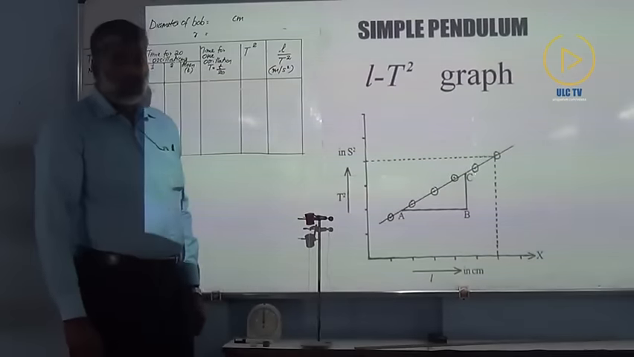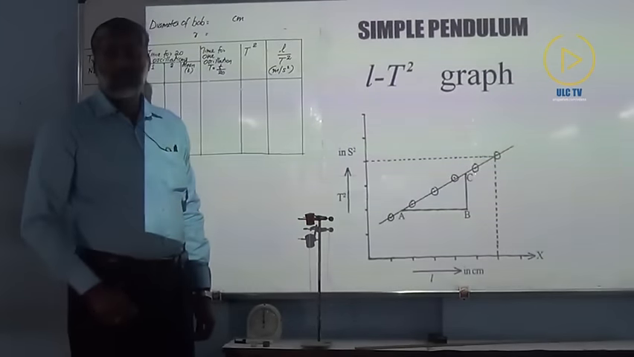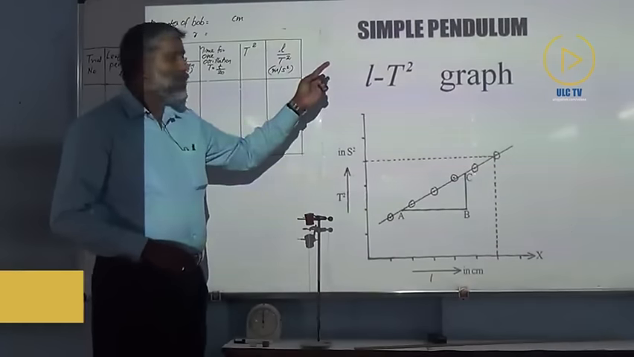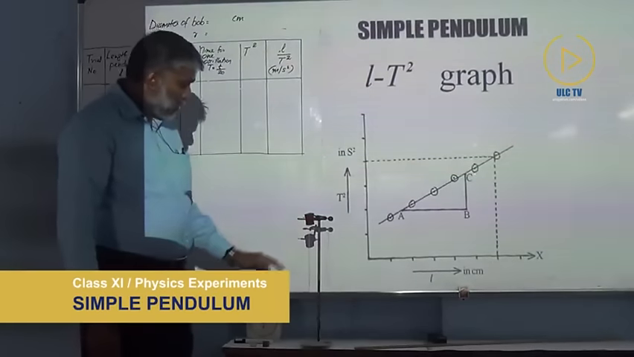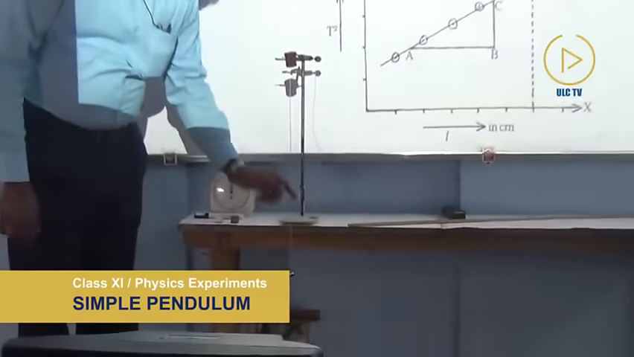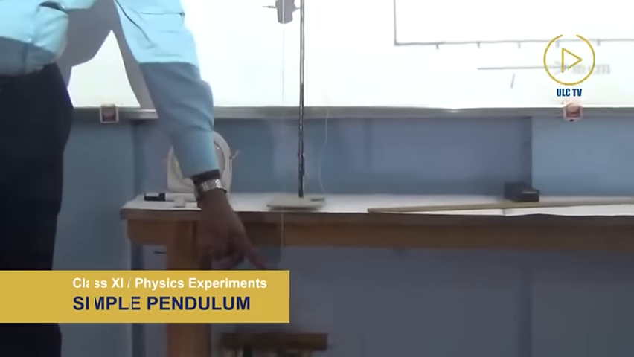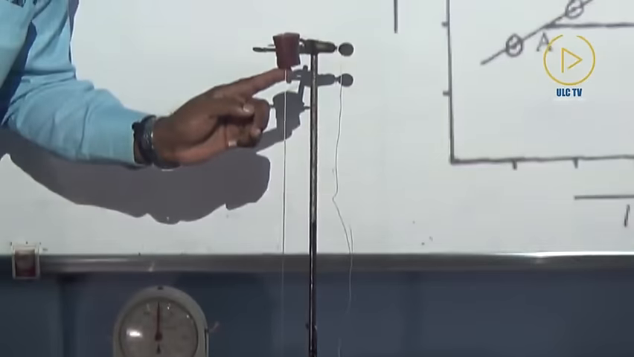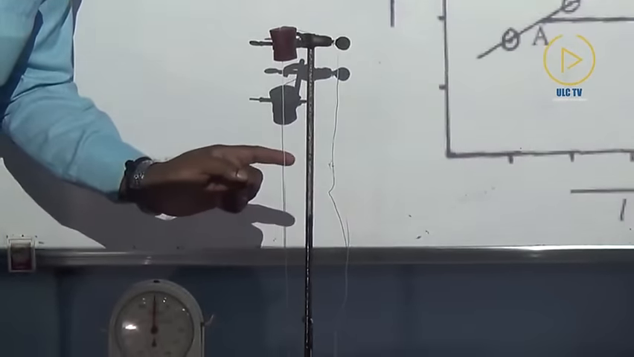So here we are going to calculate the value of acceleration due to gravity at this place. For this we are using a simple pendulum. This is a simple pendulum. It consists of a metallic bob and it is suspended from this stand using a thread.